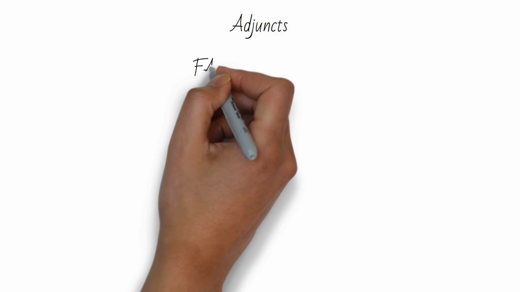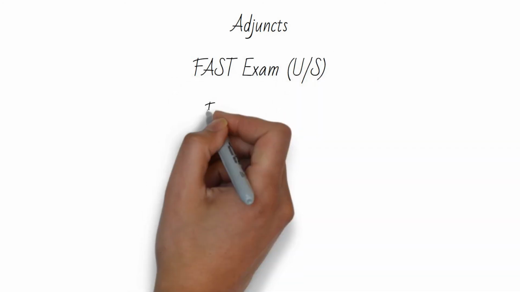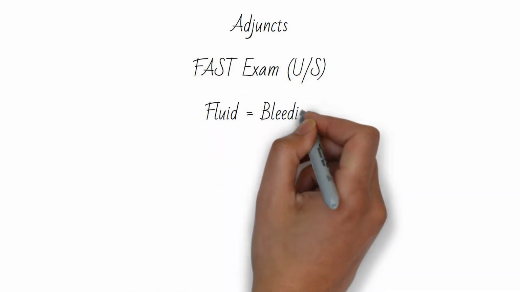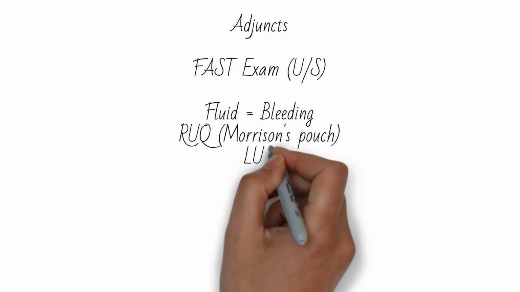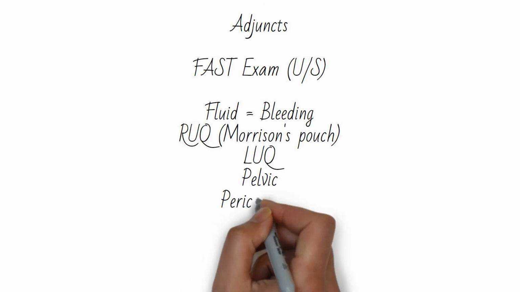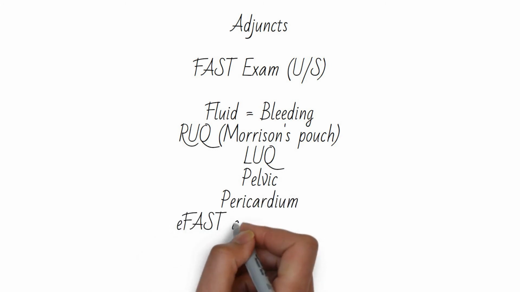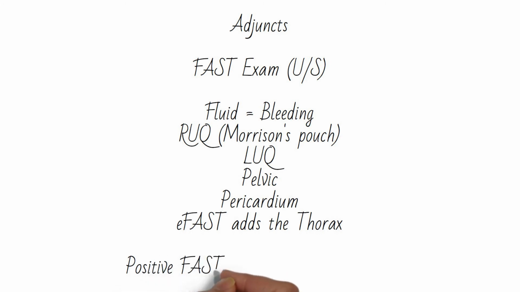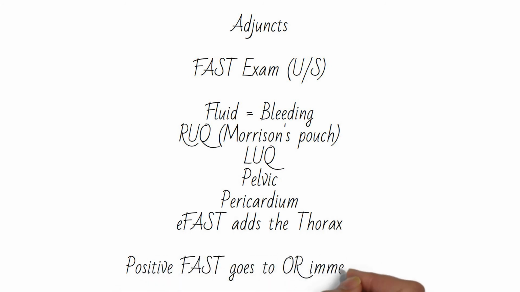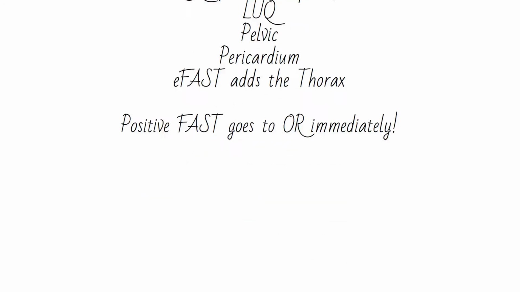Alright, now do the adjunct exams, starting with the FAST exam, which is an ultrasound designed to show fluid, which indicates bleeding. Check the right upper quadrant, Morrison's pouch, left upper quadrant, pelvis, and pericardium. The EFAST exam adds the thorax and can be used in chest trauma. A positive FAST goes to the OR immediately.